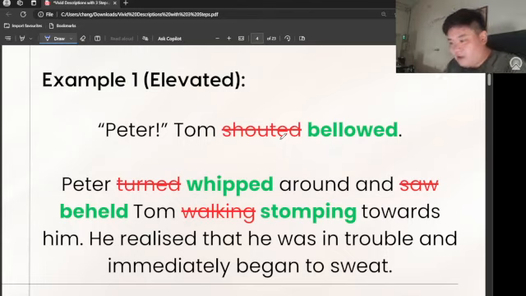So, Tom bellowed, and then Peter turned around. Instead of writing turned around, right? Whipped around. Because if we switch it with this word, then you can imagine the speed of Peter turning around being much quicker, basically. And beheld. So he saw something. So when we say beholding something, that means we are looking at something in full.